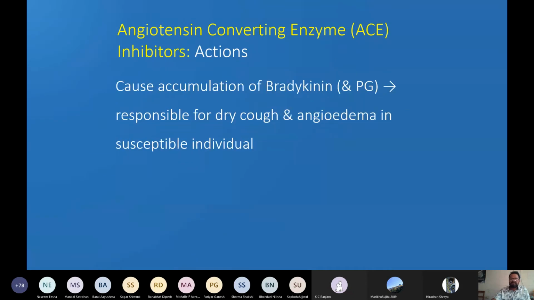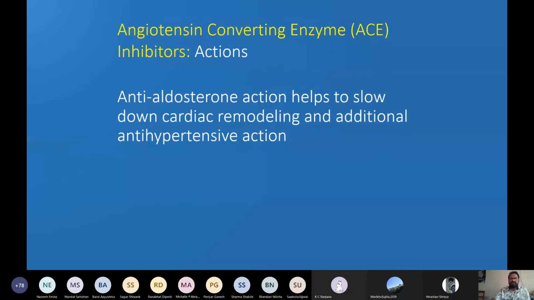If not properly handled, this might make this drug not appropriate for some patients. Another one is the anti-aldosterone action that I told you in the previous slide. Anti-aldosterone action helps you to slow down the cardiac remodeling. Okay, remodeling is modeling again. That is the hypertension, hypertrophied heart. I just told you before that because of the increased load to the heart, since it needs to pump harshly, if it needs to increase the BP, your cardiac muscles will need to work harder.